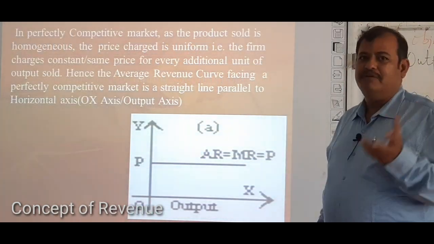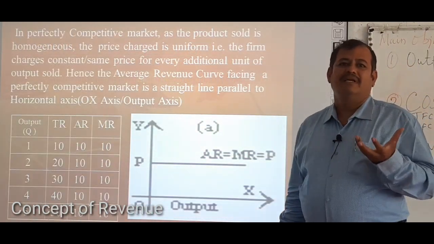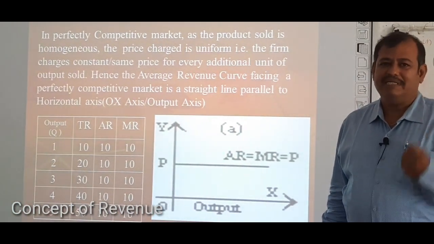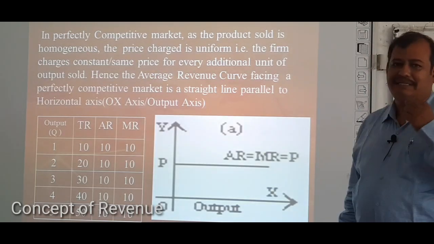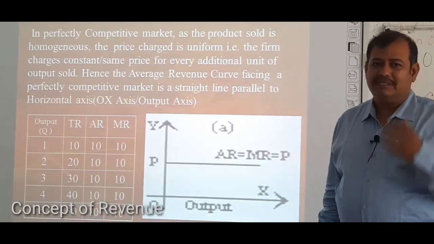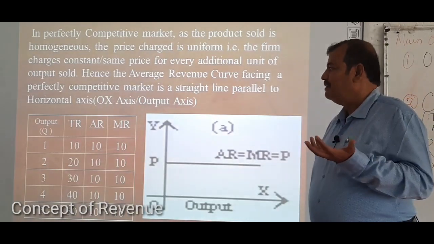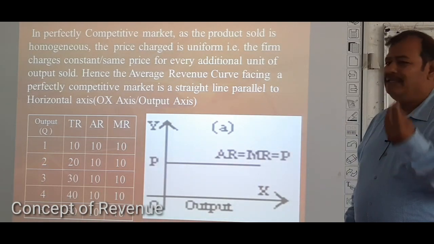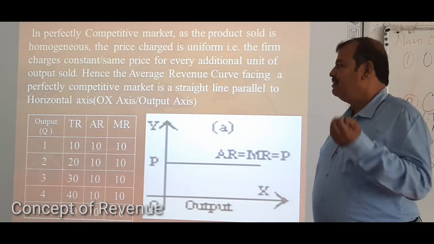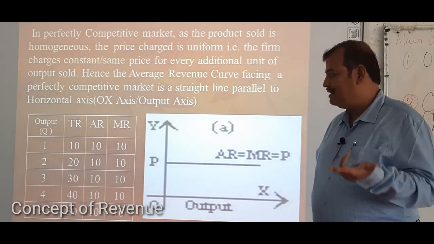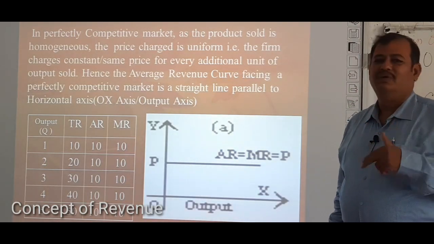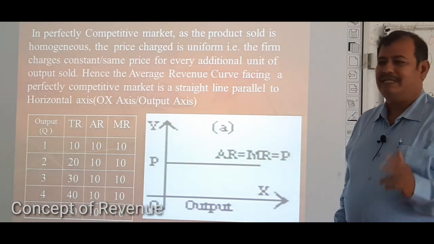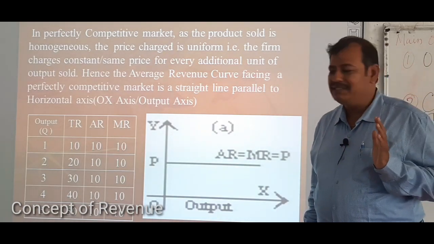Similarly, in the perfectly competitive market, as the product is homogeneous and price is uniform, the average revenue curve facing the firm is a straight line parallel to the horizontal axis, or the output axis, or the OX axis. And this is the case, you see again, when the output is 1, 2, 3, 4, 5, the average revenue is total revenue by Q, that is 10 by 1 is 10, 20 by 2 is 10, 30 by 3 is 10, 40 by 4 is 10, 50 by 5 is 10. It means in all the cases the average revenue is the same.